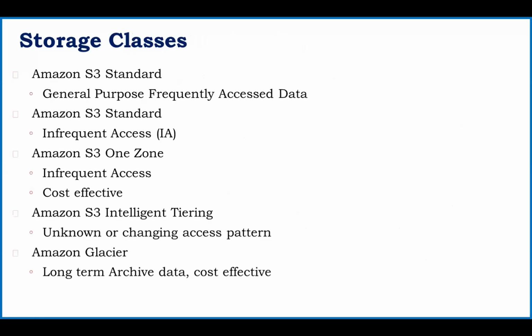Amazon S3 has different types of services inside it. We have Amazon S3 Standard. We have Amazon S3 Standard IA, where IA stands for infrequent access. We have Amazon S3 One Zone.